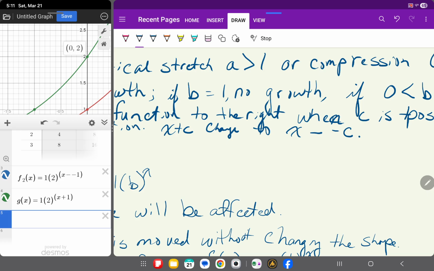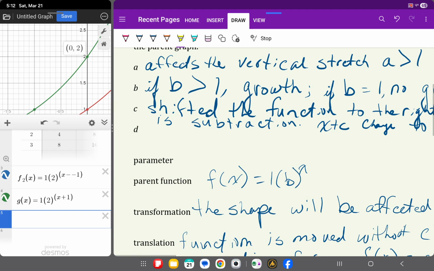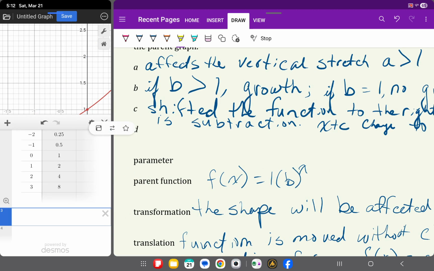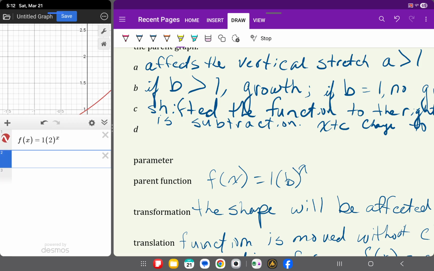It's going to shift it left, it's going to shift it right. Make sure that you have that operation. This is the operation right here. The operation needs to be subtraction. I cannot stress that enough. All right, our next parameter is d. Let's go ahead and just delete some of these here.